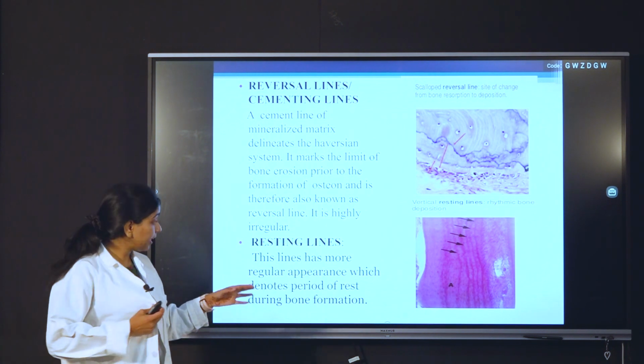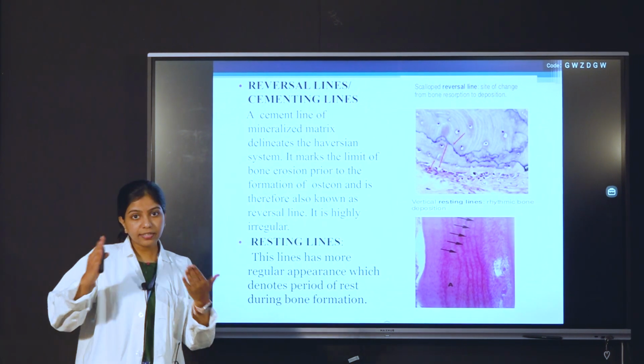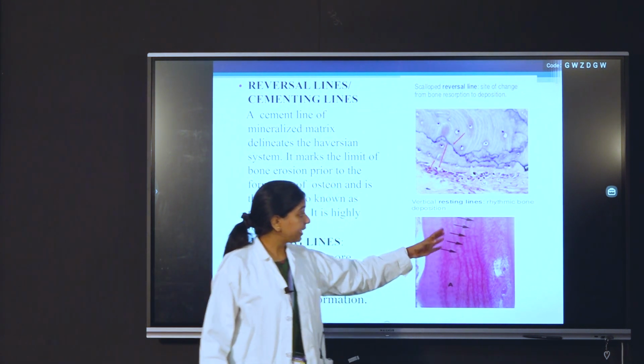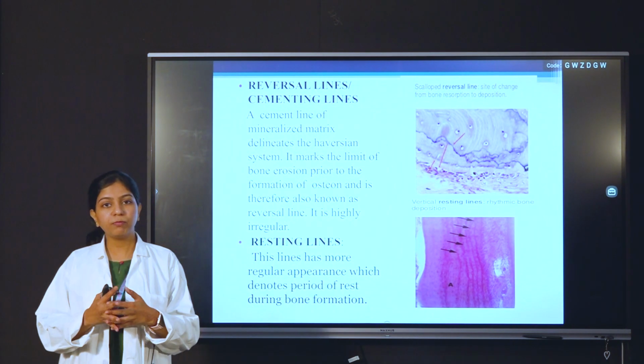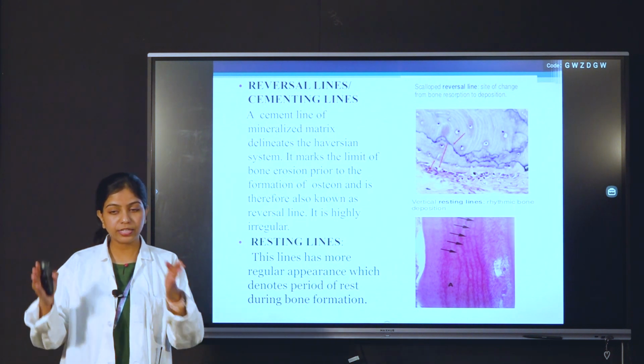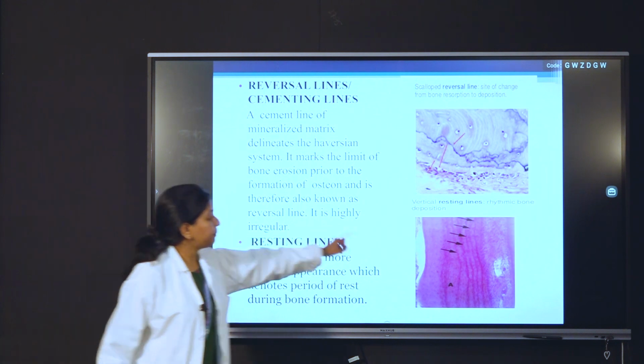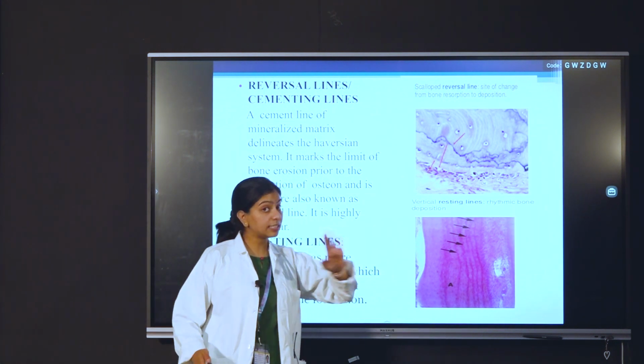Whereas the resting line is a line which is regular in appearance, not scalloped, and it represents periods of rest. Bone formation does not take place continuously, so there will be bone formation, then a period of rest. That period of rest is represented as a resting line, which is not scalloped in nature.